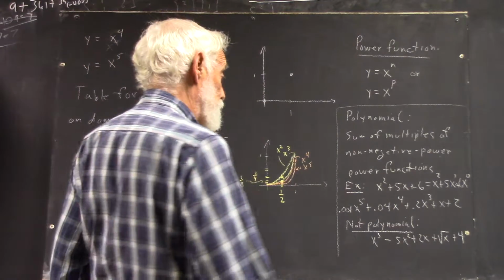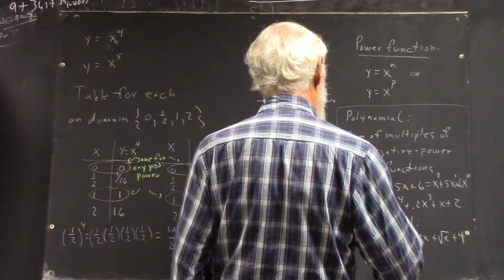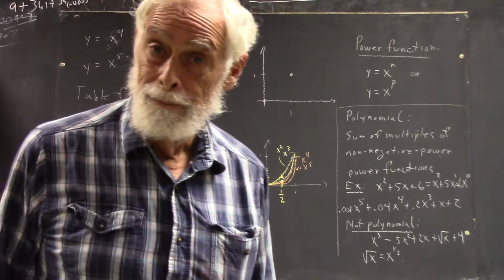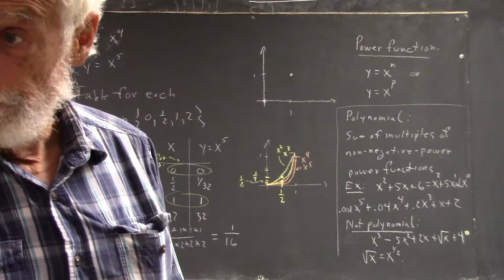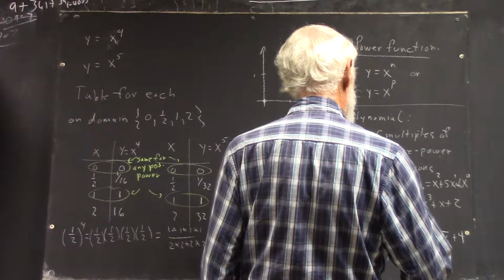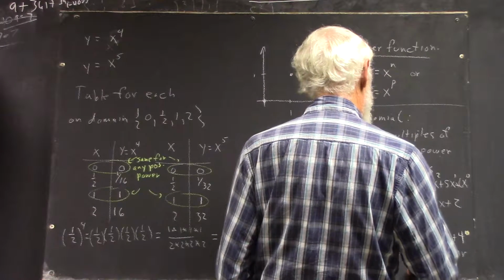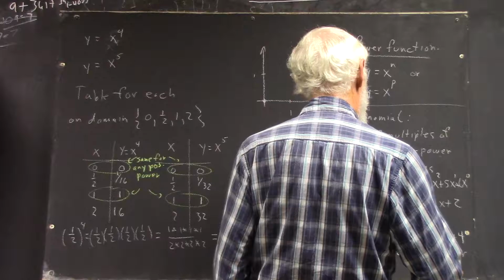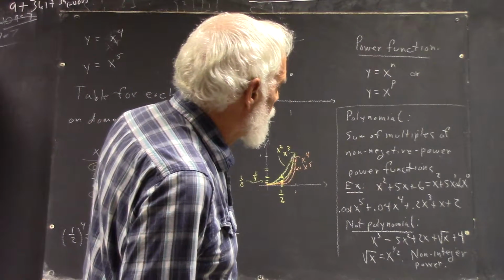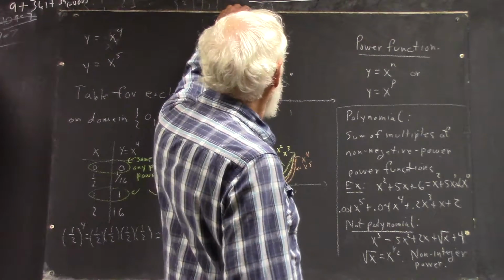Because square root of x equals x to the 1/2. It's a non-integer power, right? Okay, there are many other examples. Okay?